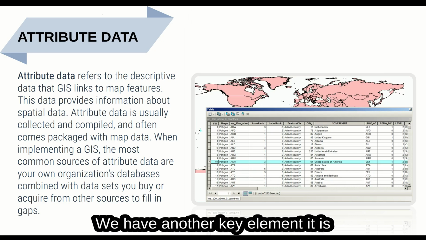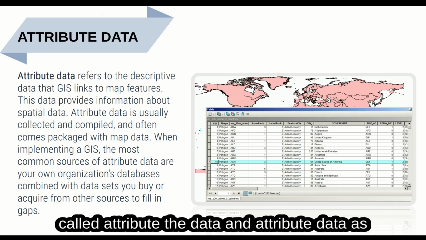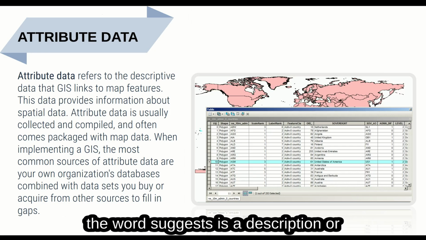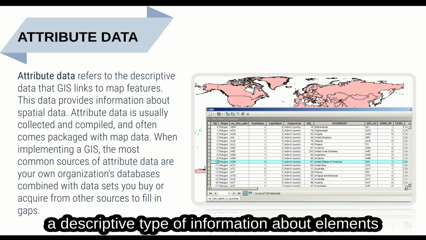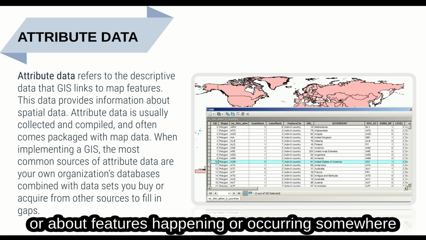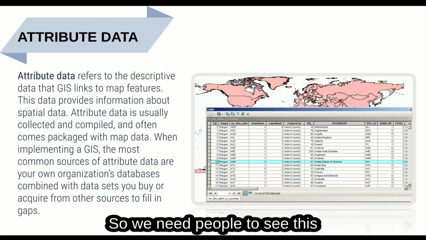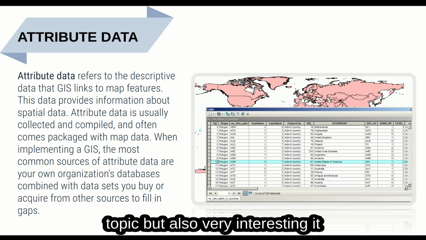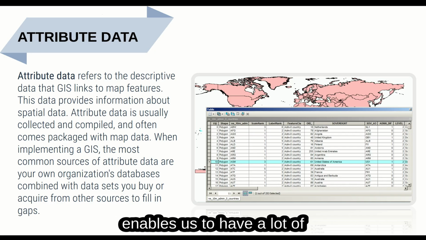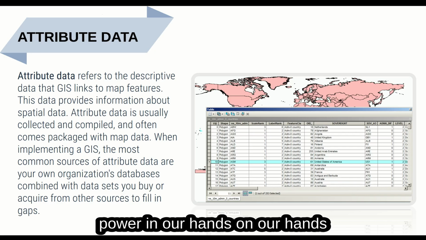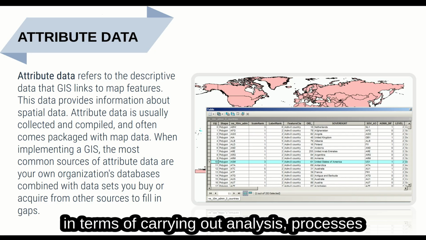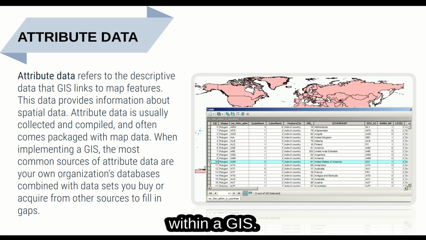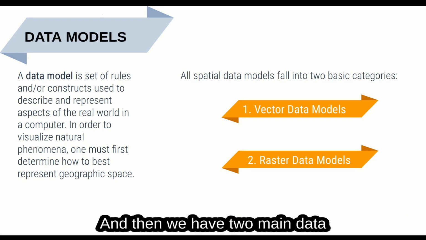We have another key element, which is called attribute data. And attribute data, as the word suggests, is a description or a descriptive type of information about elements or about features happening or occurring somewhere. So we will be able to see this. It's a very wide topic, but also very interesting. It enables us to have a lot of power in our hands, in terms of carrying out analysis processes within a GIS.